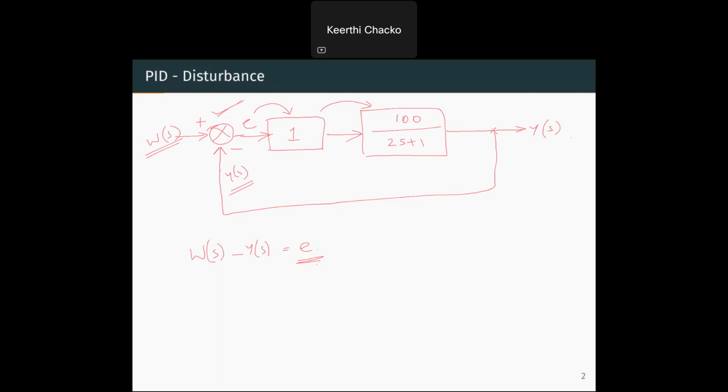Now suppose you have a disturbance. Disturbance is some element which doesn't have any control. So it will be added here. So the disturbance transfer function can be written here. So let that be 3 by 2s plus 1. So there is some disturbance Z(s) added here.